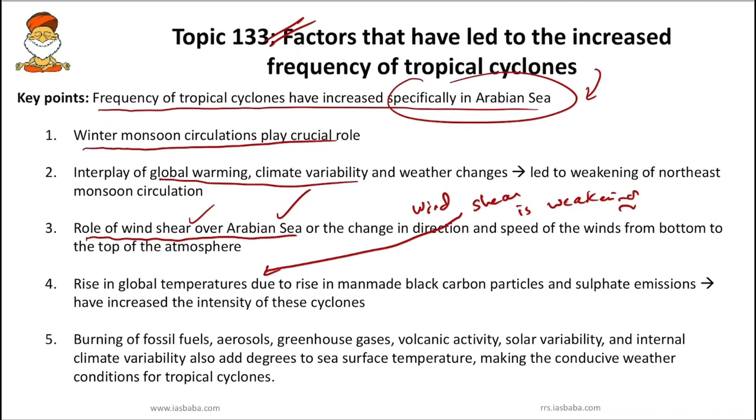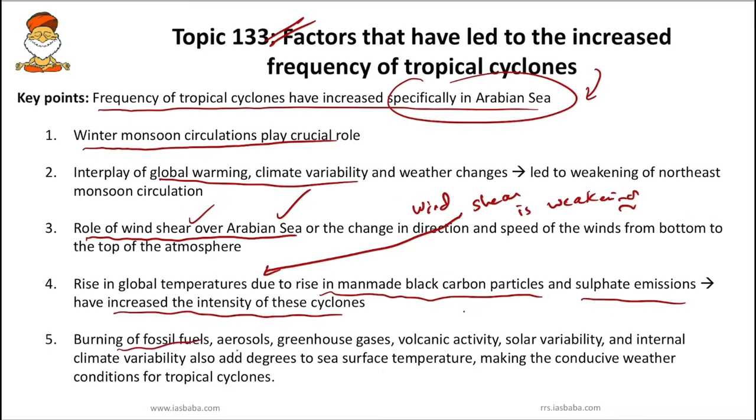So the increase in carbon dioxide in the atmosphere can decrease the wind shear. We know that there is an increase in carbon dioxide and global temperature because of the rise in man-made black carbon particles as well as sulfate emissions. It has increased the intensity of cyclones across the globe, including the cyclones occurring in the Arabian Sea. So what are the other major contributions to the rise in global temperature?